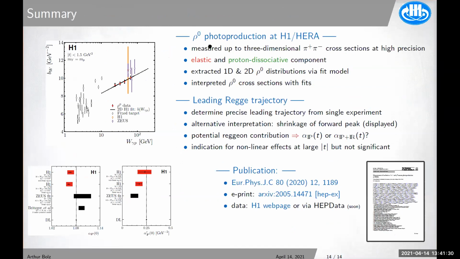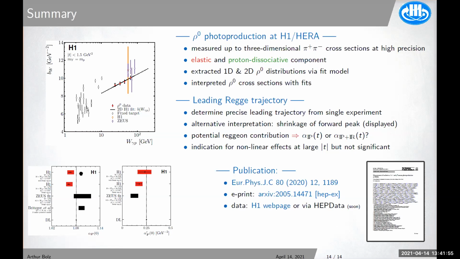I talked a bit about a measurement of pi and in particular rho photoproduction that we did at HERA. So we measured up to 3-dimensional pi cross sections and then 2-dimensional rho cross sections that we parameterized with models and fitted with models to extract more fundamental parameters. In particular, we measured the leading Regge trajectory. And again, the interpretation is a bit more difficult.